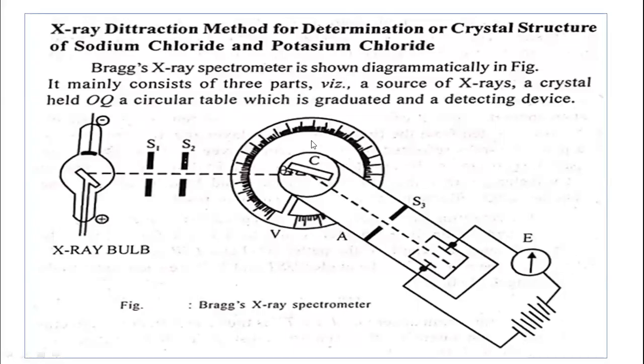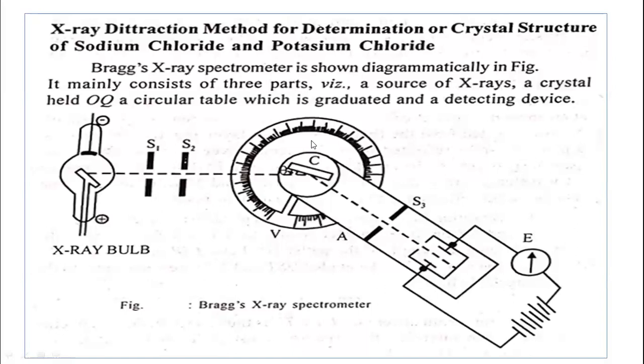In this lecture, I would like to discuss the X-ray diffraction method for determination of the crystal structure of sodium chloride and potassium chloride. So how to determine the crystal structure of sodium chloride and potassium chloride? With the help of this diffraction method, the X-ray diffraction method or XRD technique, we can determine the crystal structure of salts or crystals.